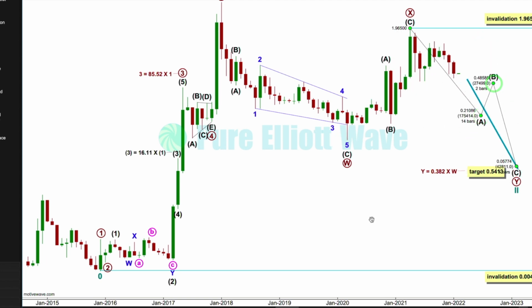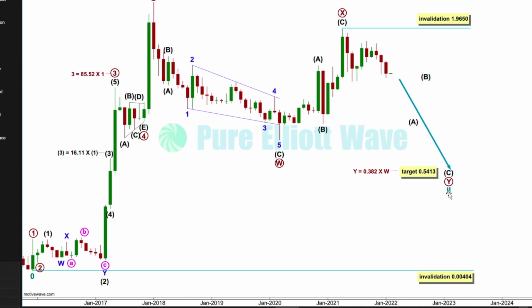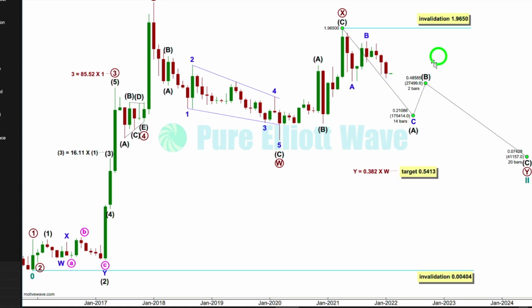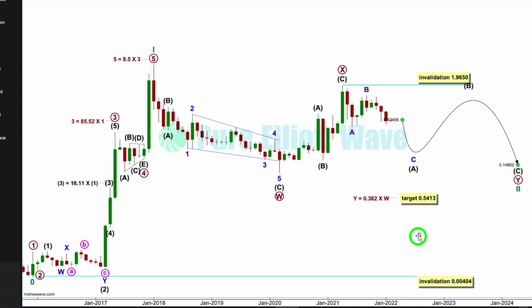So what if we're going to consider Y moving sideways? So A could be a zigzag, and then B would be a bounce, and then C would end about the same level as primary W, but it would move price sideways. So trying to show the idea here.